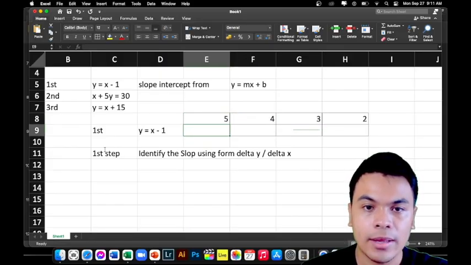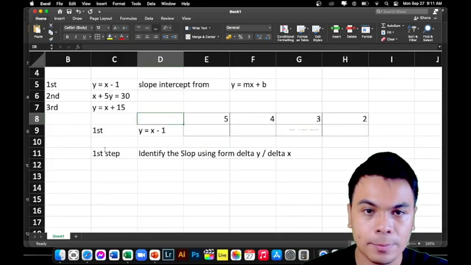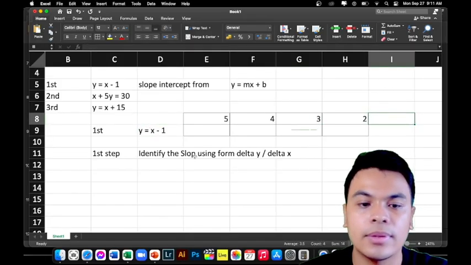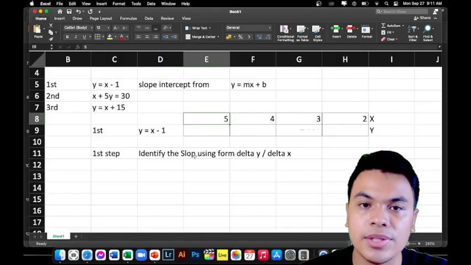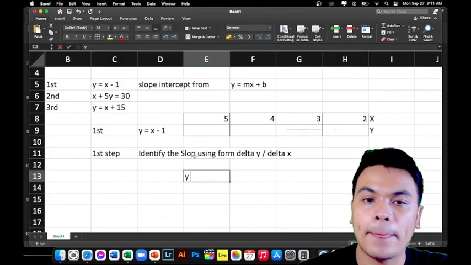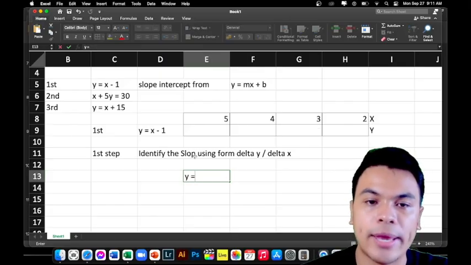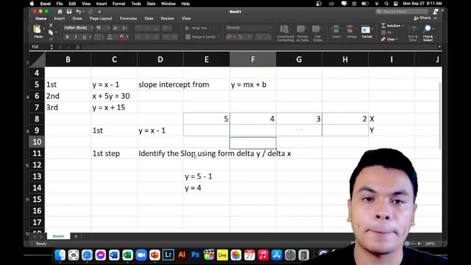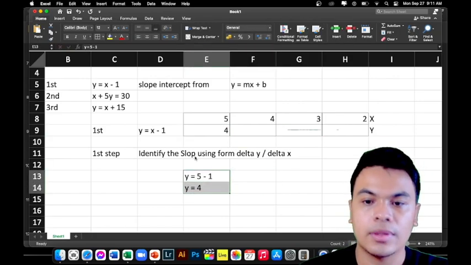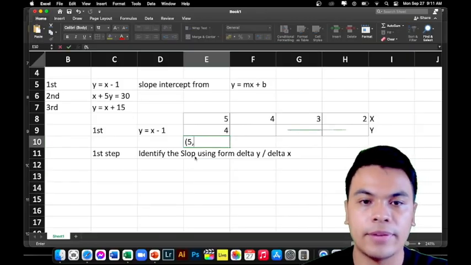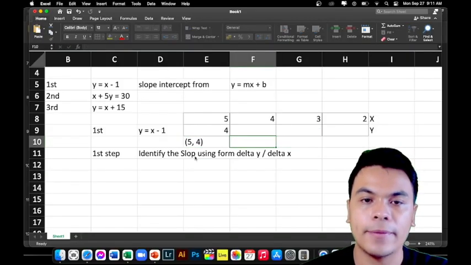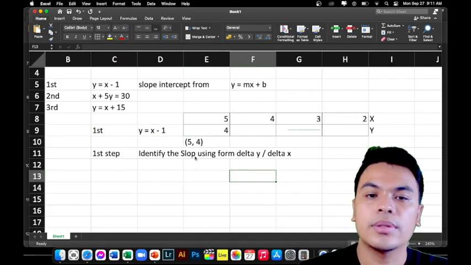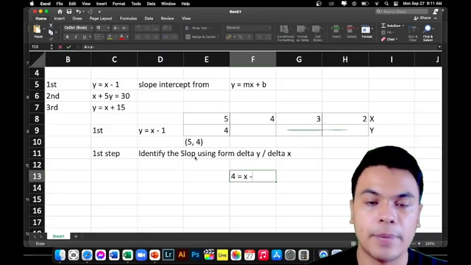So, I forgot to put the labels. Let's put them here. This is x, this is y, and if x is 5, let's compute y. Let's substitute x with 5 minus 1. Therefore, our y is equal to 4. So let's put 4 here. Our first coordinate is (5, 4). And the second one, if x is 4, let's compute y. So we have y is equal to 4 minus 1.